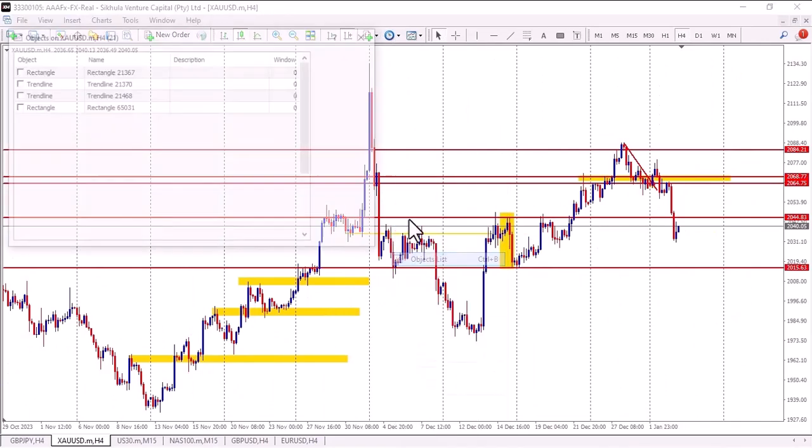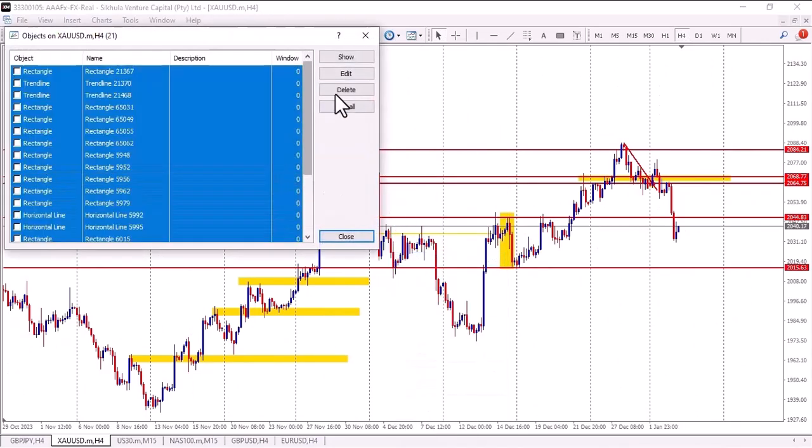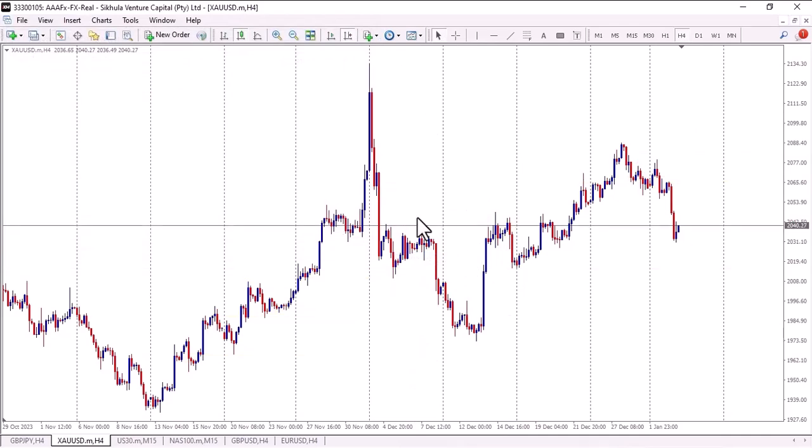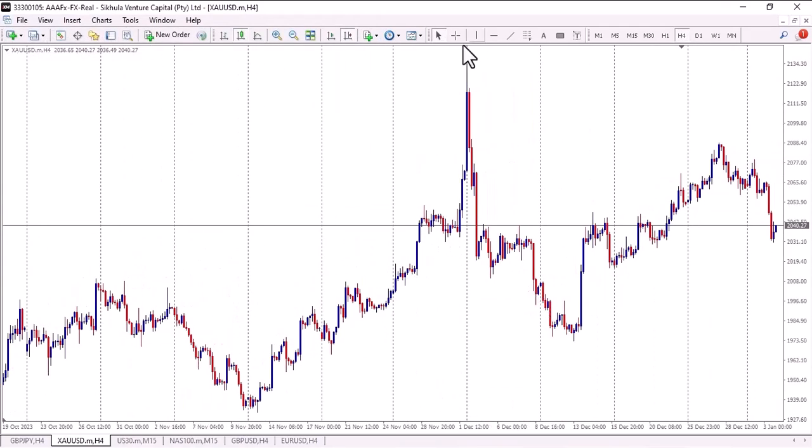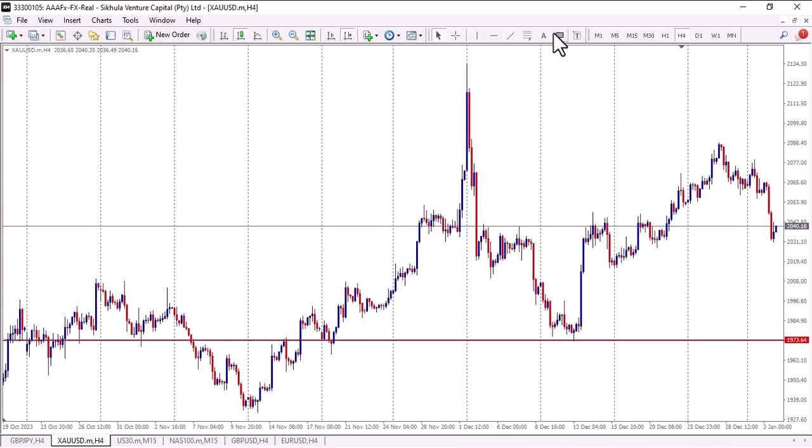Let's look at another example. So this is gold. Let's see what gold has for us here. All right, this is gold. Let's see what we are having here. And as always, let's clean our chart so that you guys can clearly see where the money is. So number one, what do you see?